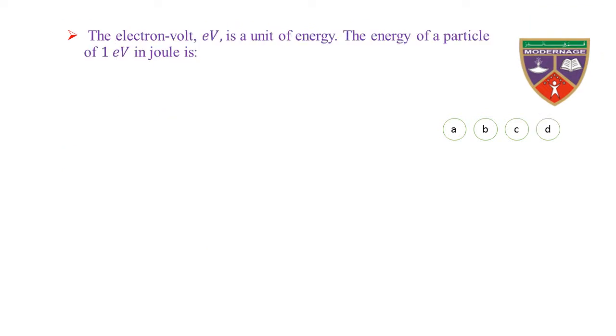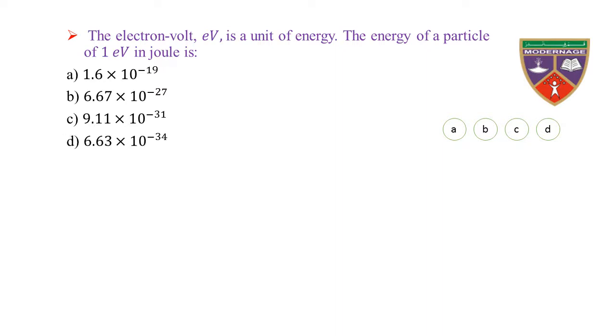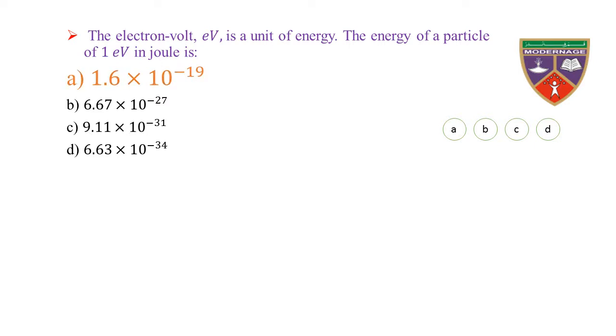The electron volt, eV, is a unit of energy. The energy of a particle of 1 electron volt in joule is: option A, 1.6 into 10 power minus 19; option B, 6.67 into 10 power minus 27; option C, 9.11 into 10 power minus 31; option D, 6.63 into 10 power minus 34. The key is 1.6 into 10 power minus 19. Therefore, the correct option is A.